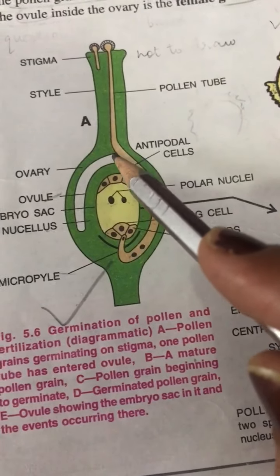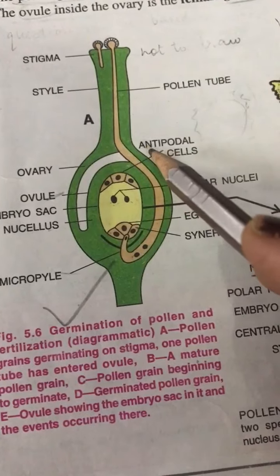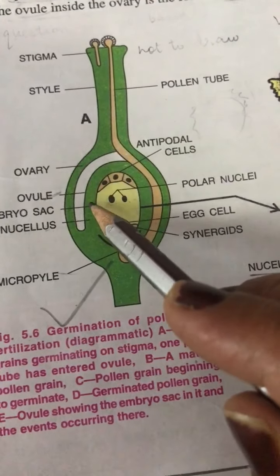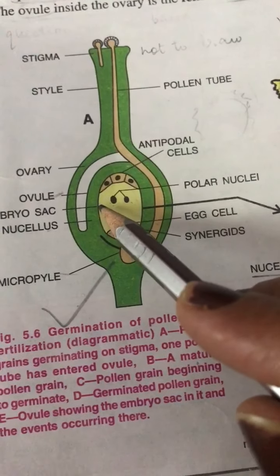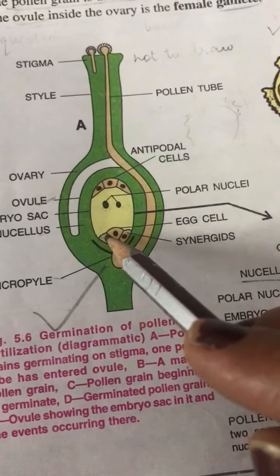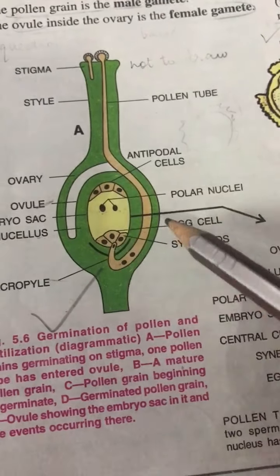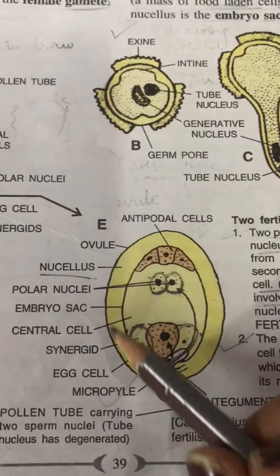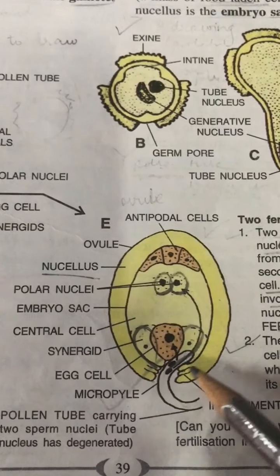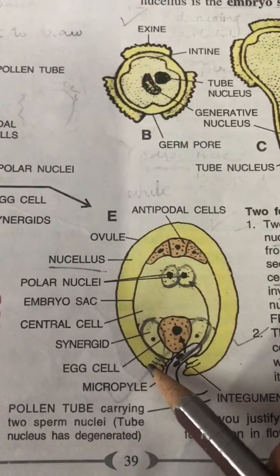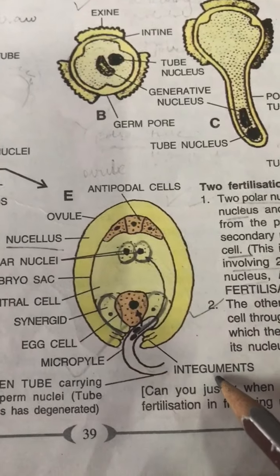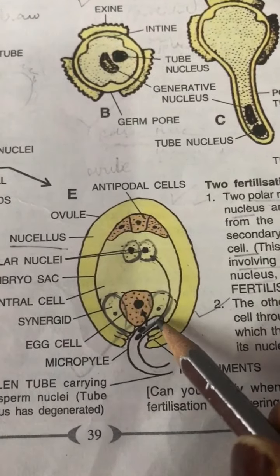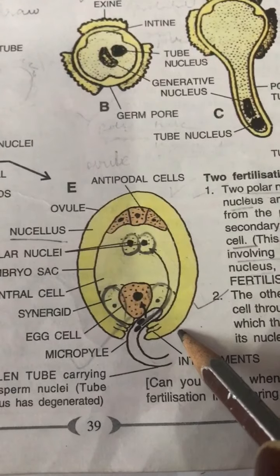After fertilization, this entire ovary changes into a fruit and the ovule changes into a seed. These are the post-fertilization changes. So ovary to fruit and ovule to seed. Now around the ovule you can see protective layers are present here, two protective layers which are called integuments. These integuments only change into seed coat.